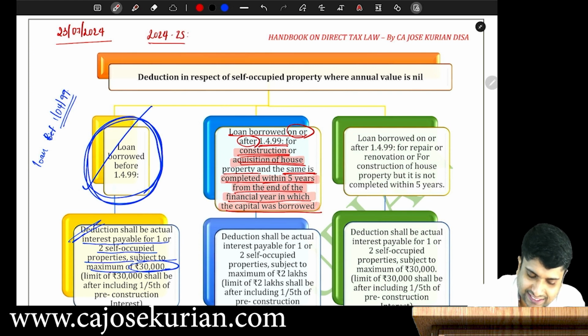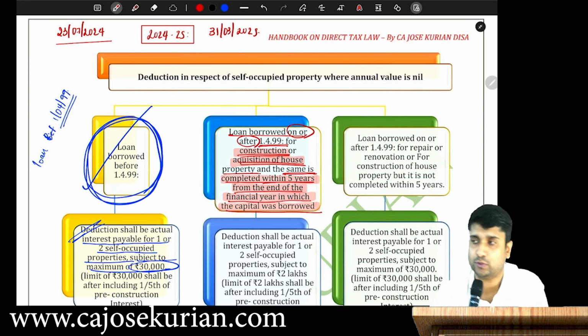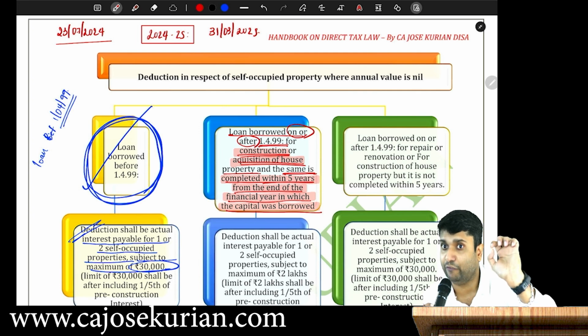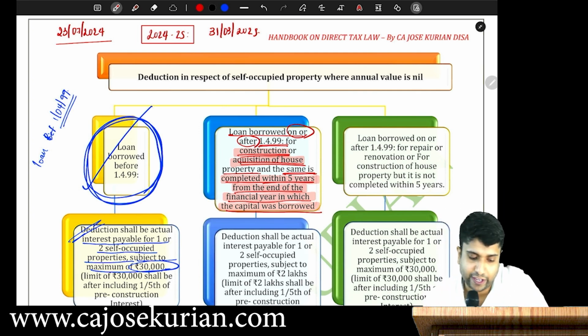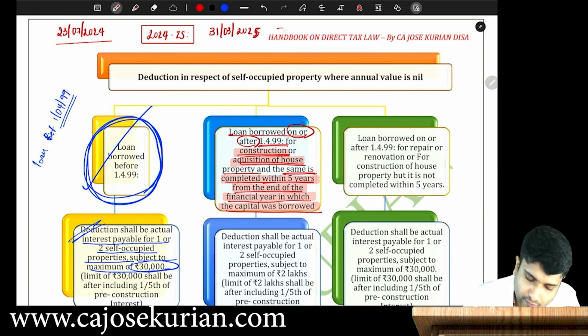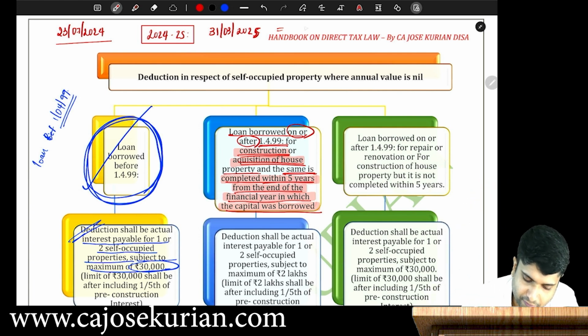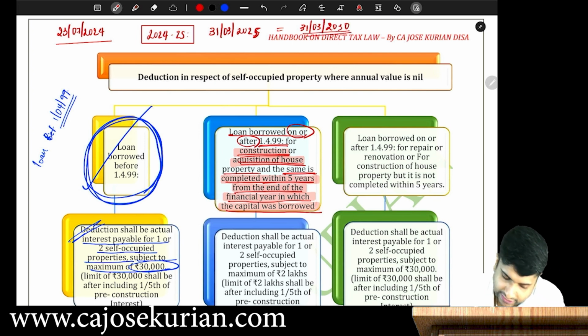2024-25. When is the last day of this financial year? 31st March 2025. From that day, I have to complete my construction within 5 years. So within 5 years means when? That is 26, 27, 28, 29, 30. That means I have to complete the construction before 31st March 2030. Are you with me? Read this again.